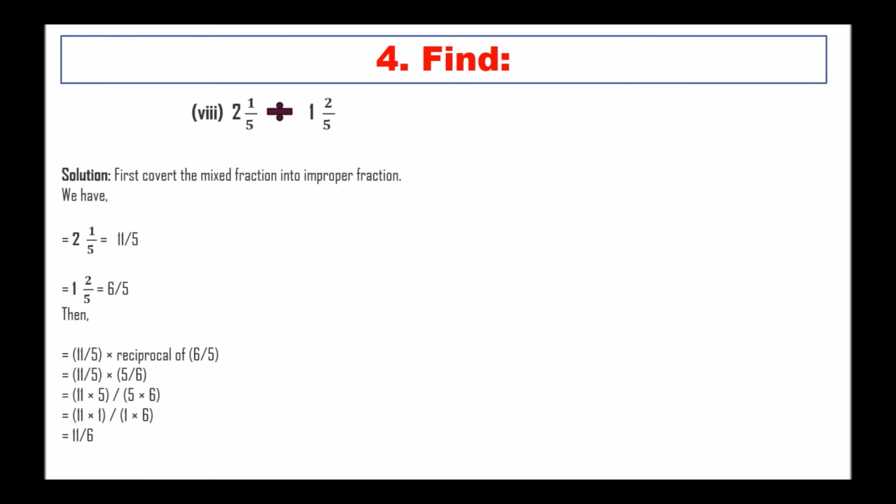Next, 2 and 1 by 5 divided by 1 and 2 by 5. So 2 and 1 by 5 we will convert into improper fraction, that is 11 upon 5. 1 and 2 by 5 we will convert into improper fraction, that is 6 upon 5. So 11 upon 5 into reciprocal of 6 upon 5, that is 11 upon 5 into 5 upon 6. First we will multiply the numerators, that is 11 into 5, and then the denominators, that is 5 into 6. We can cut 5, so it will become 11 into 1 divided by 1 into 6. So 11 into 1 is 11 and 6 into 1 is 6. So it is 11 upon 6.